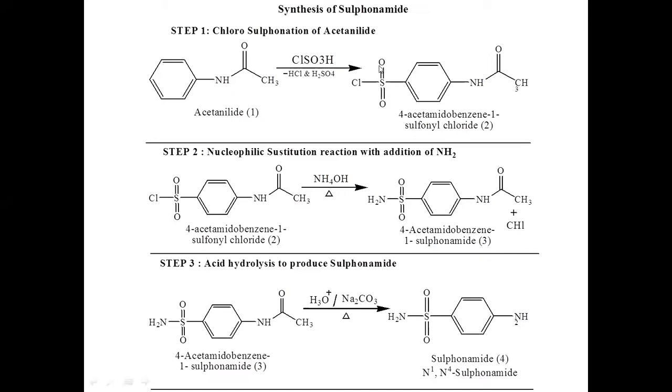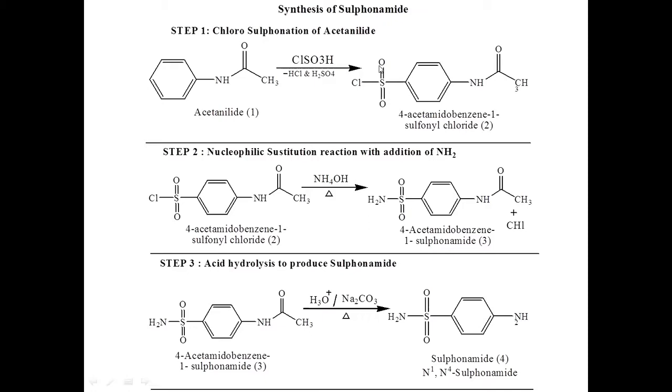Today we will discuss the practical synthesis of sulfonamide or sulfanilamide. The synthesis of sulfanilamide involves 3 steps. First step involves chlorosulfonation of acetanilide. Now the sulfonamide is synthesized from a simple reagent, that is acetanilide.